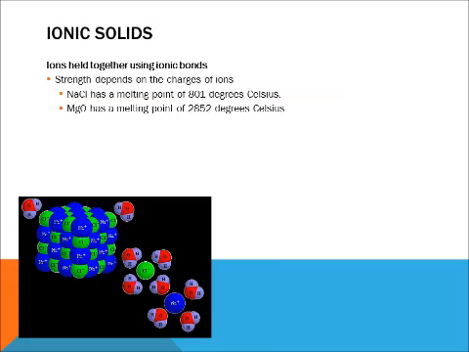Ionic solids: ions held together using ionic bonds. These bonds' strength depends on the charges of the ions. For example, sodium chloride has a melting point of 801 degrees Celsius, but magnesium oxide has a melting point of 2,852 degrees Celsius. Ionic solids form a lattice structure with positively charged cations attracted to negatively charged anions. This results in high melting points and boiling points.